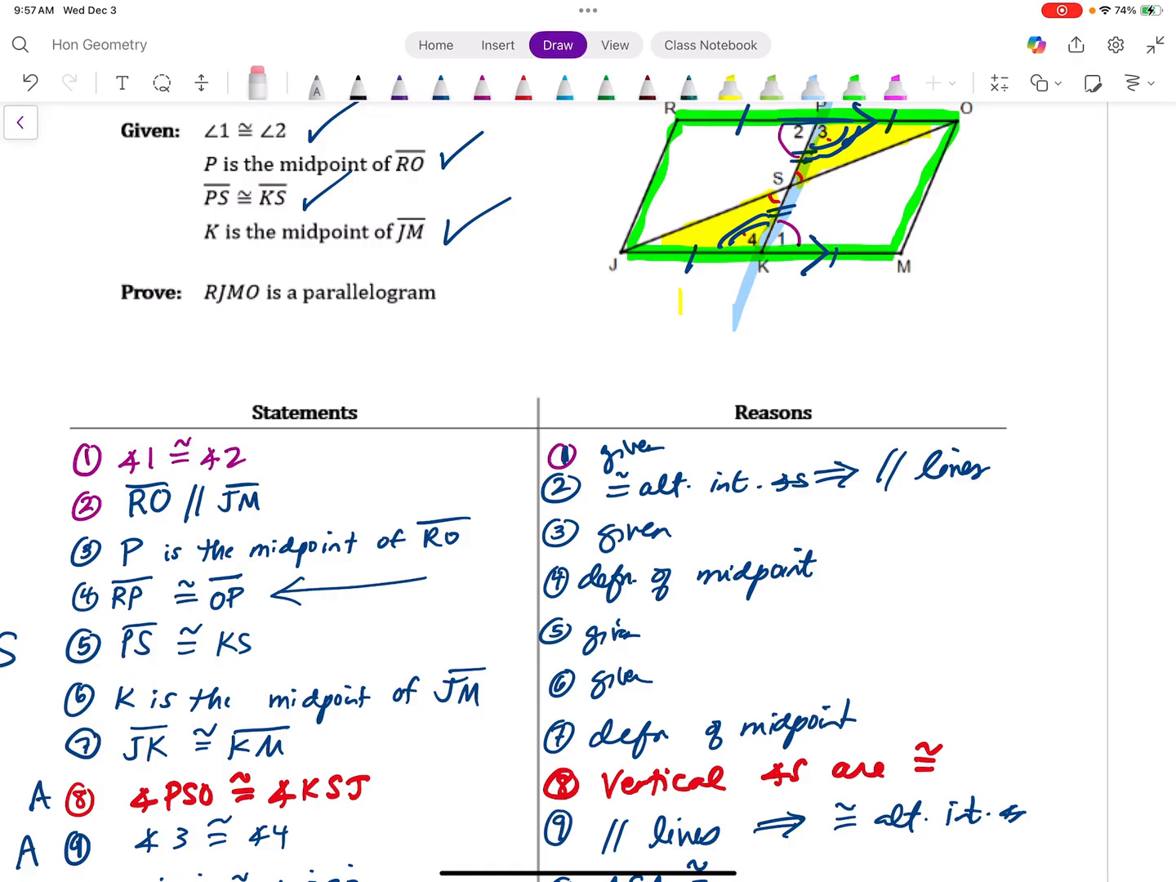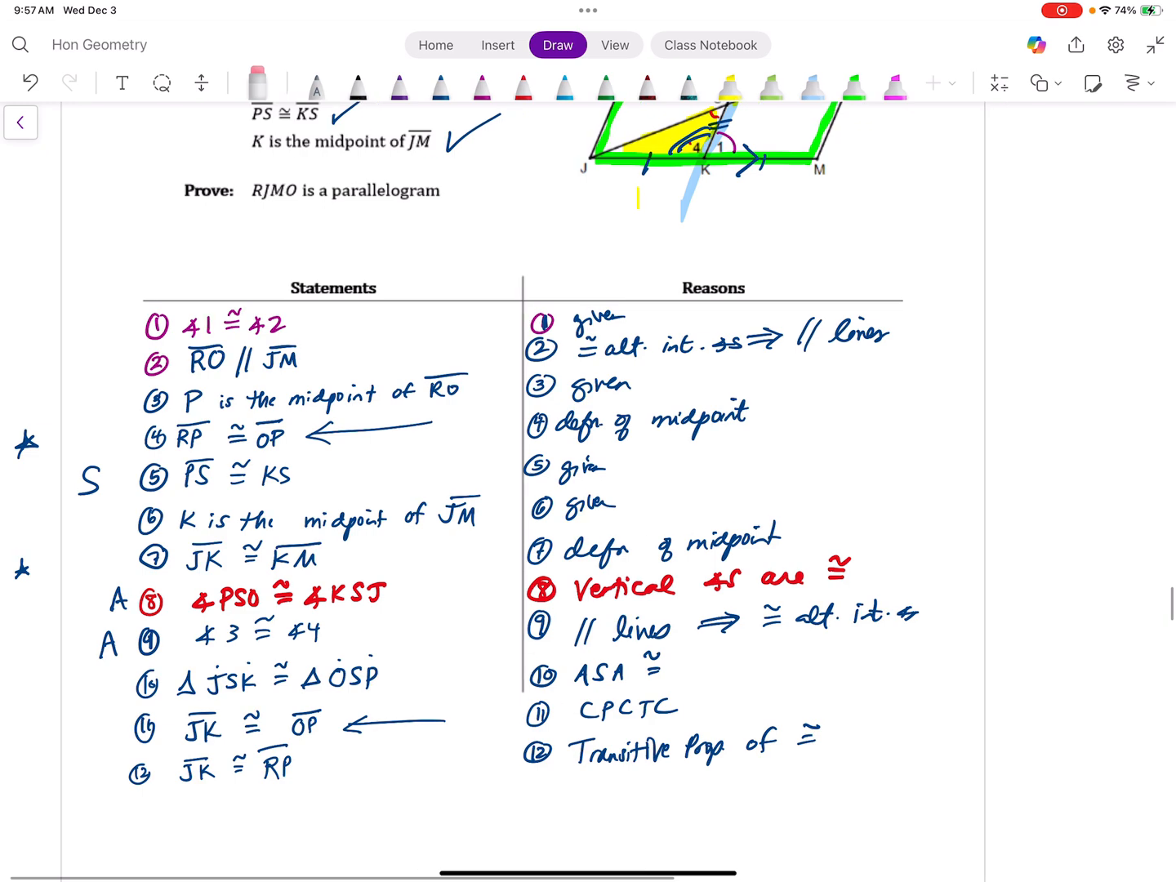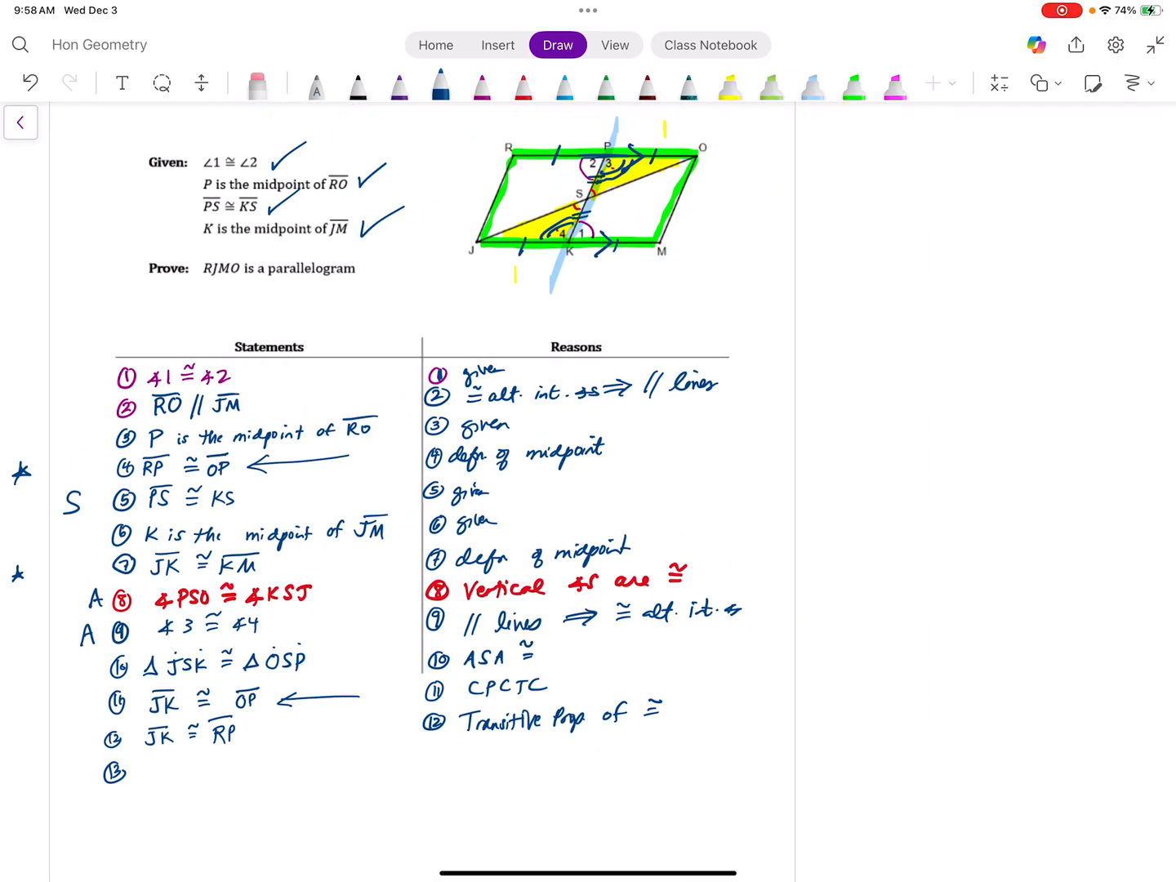Okay. Well, I'm almost done. Because that makes, okay, so 13. I knew that P was the midpoint up here, right? And K is the midpoint there. I know these two pieces are congruent.